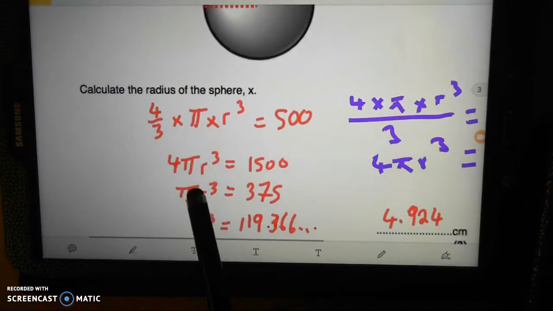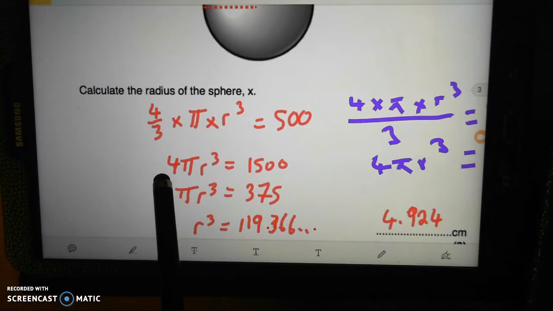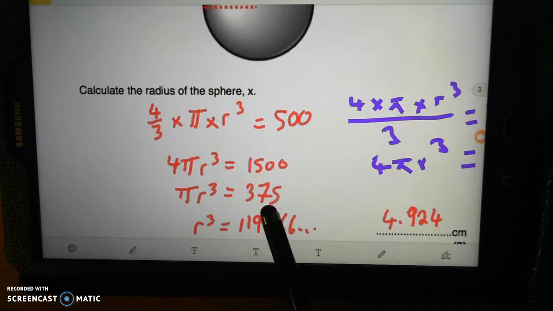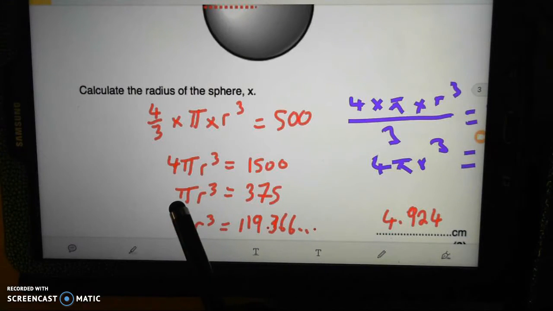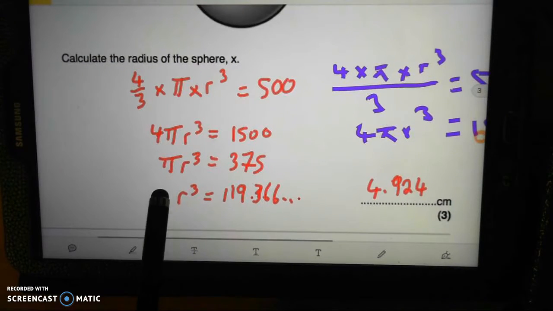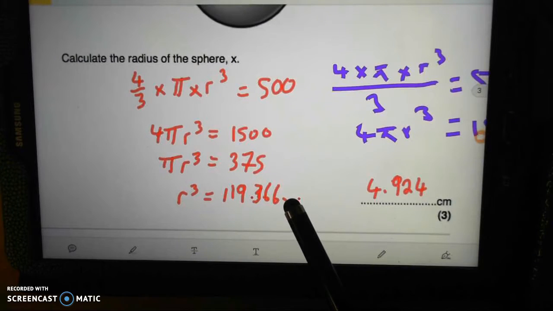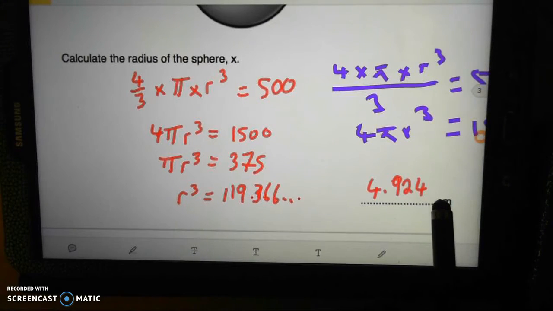If we want the r cubed by itself, we have to divide both sides by 4, and then pi. If we divide both sides by 4, we'll get pi r cubed equals 375. Then we can divide both sides by pi to get r cubed is equal to 119.366, and then using your calculator you do the cube root of 119.366 to get 4.924. You need to be able to use the cube root function on your scientific calculator in order to solve this question.